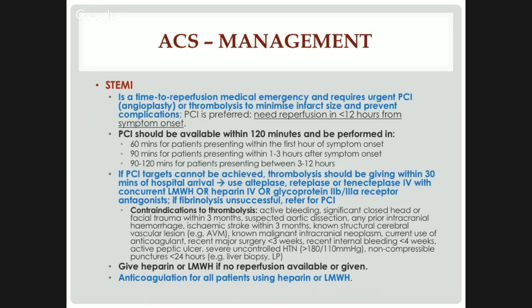So you give them IV alteplase, reteplase, or tenecteplase, which is your tissue plasminogen activator. For all of these patients, you have to give them heparin, and you need to anticoagulate them long-term, which we'll talk about in long-term management. Now, I've given you a list of contraindications to thrombolysis. It's a very easy station on an OSCE. Know 3 or 4 contraindications for thrombolysis.